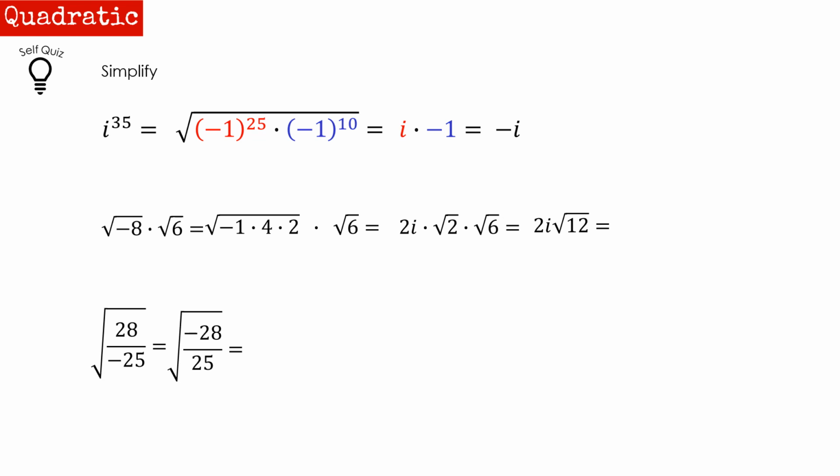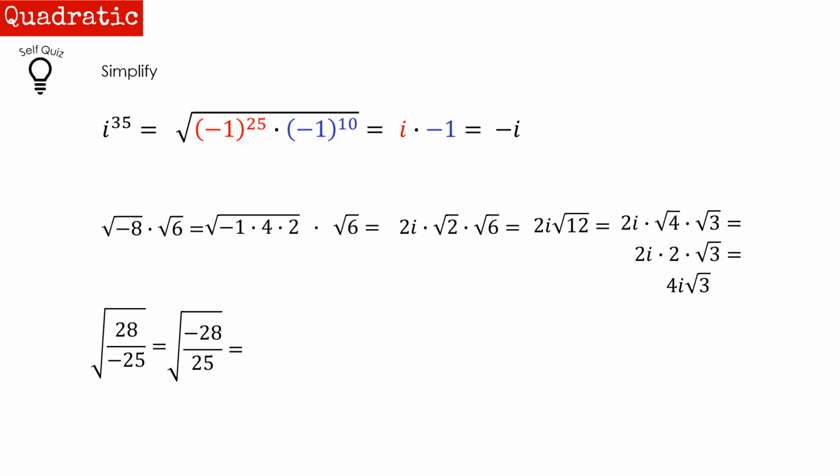Hopefully the equal sign gives you a little hint that there's a perfect square in 12. That happens to be 4. So now we have 2i times the square root of 4 times the square root of 3. The square root of 4 is 2. So our final answer is 4i the square root of 3.